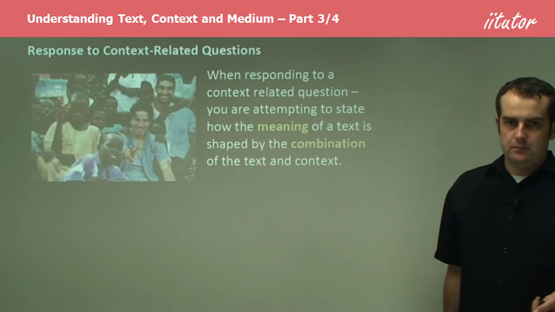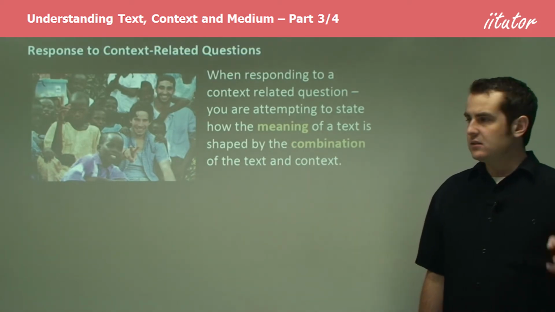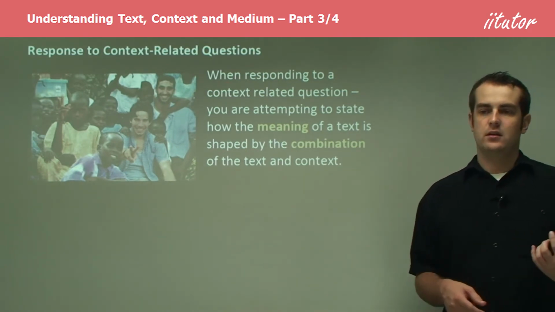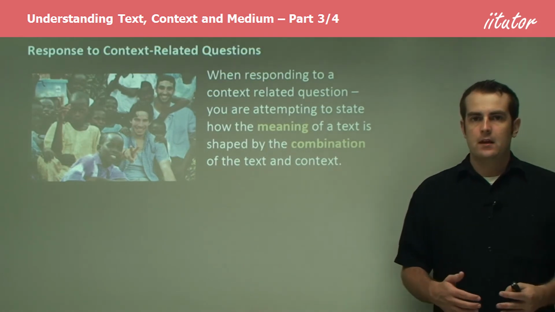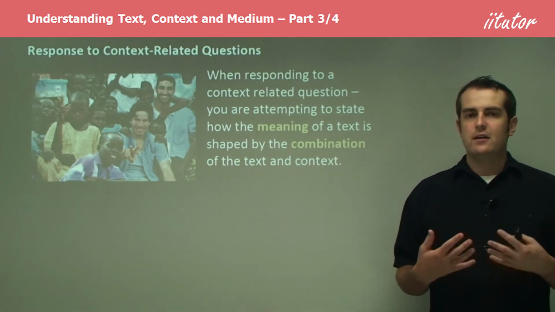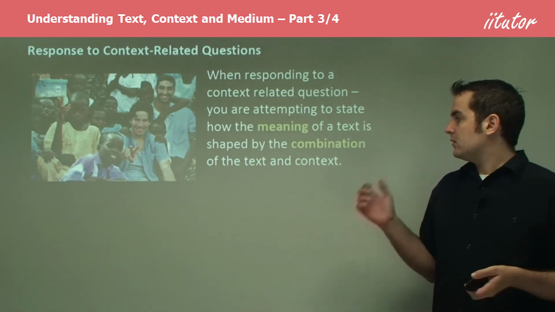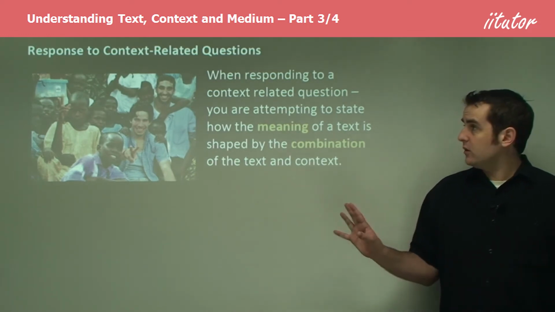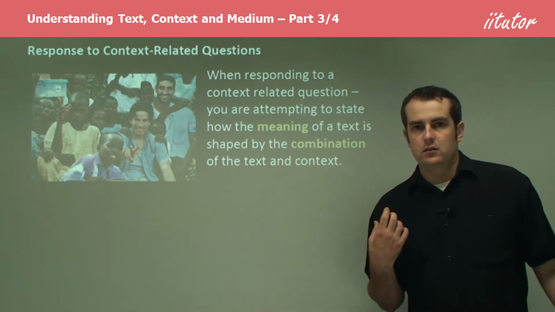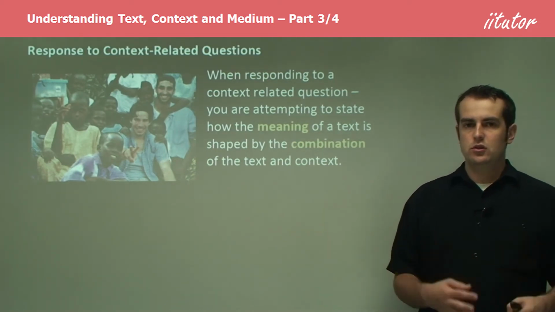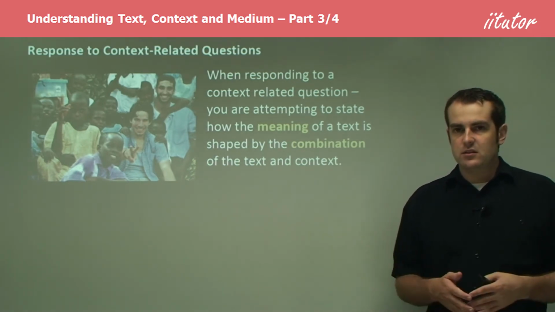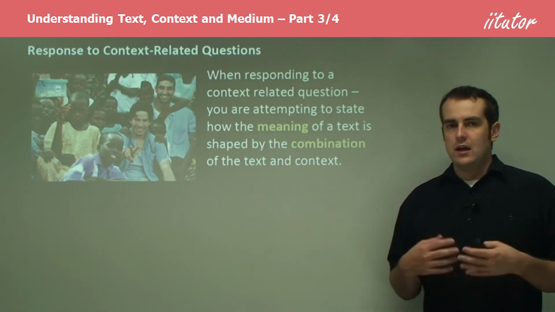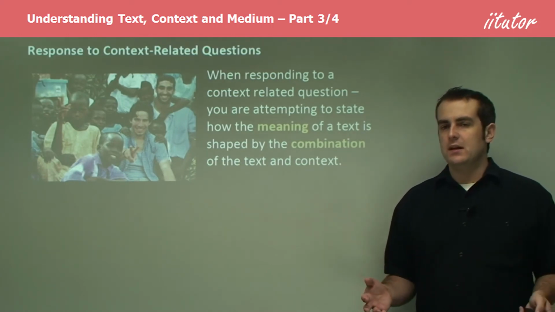Alright, now when you're responding to questions relating to context, basically you're attempting to say how the meaning of a text is shaped by the combination of the text and its context. So in other words, how you get that interpretation, how you get that meaning from the text and the world around it. By looking at those two things together, you're interpreting the relationship between you reading the text and the world around you. So it's asking you to open up your horizons and be quite open-minded, and really just requires you to look at things from a more universal perspective.